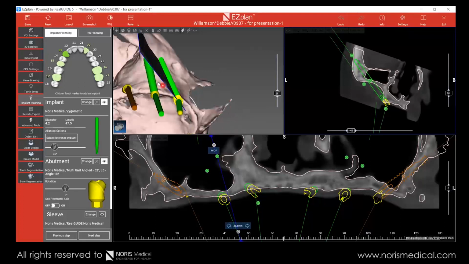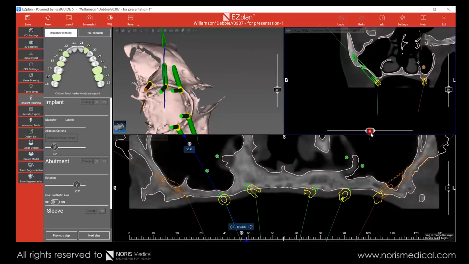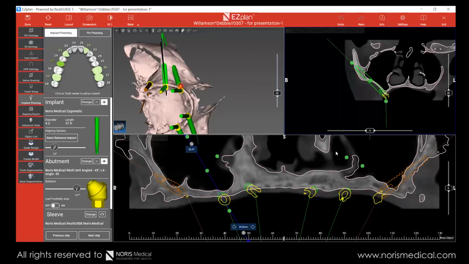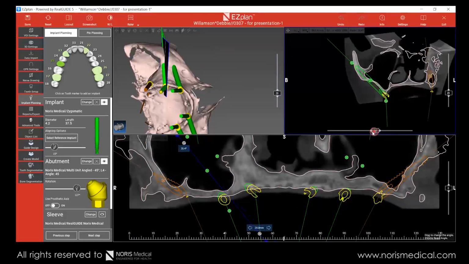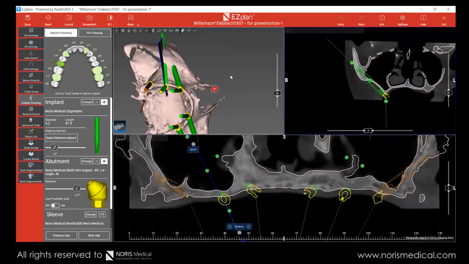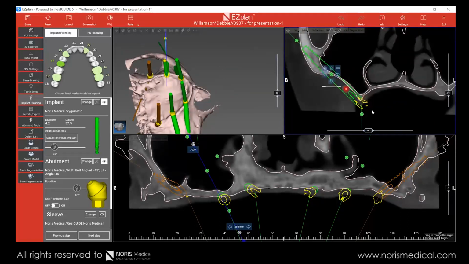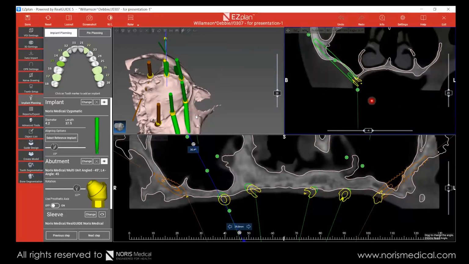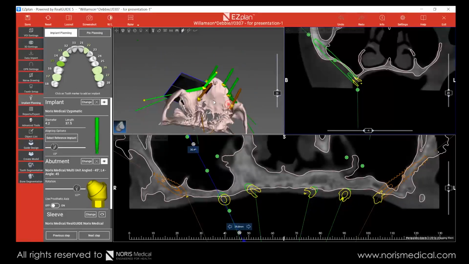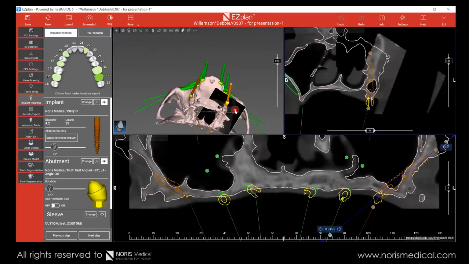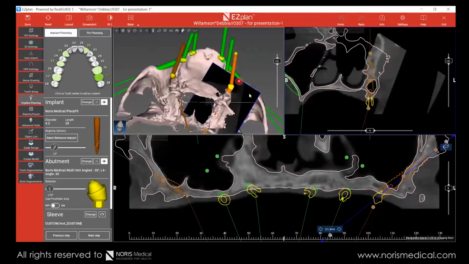Let's look at the posterior implant. Okay, let's check ourselves on the right angle. We see here that we have no bone on the crest. Okay, no bone here. Let's look at the pterygoids. Okay, so let's look at these pterygoids.